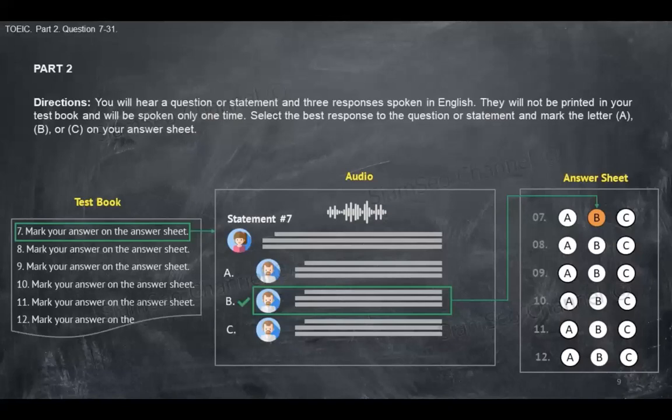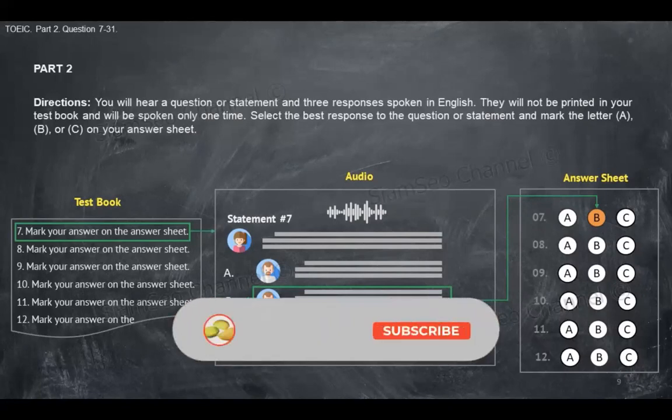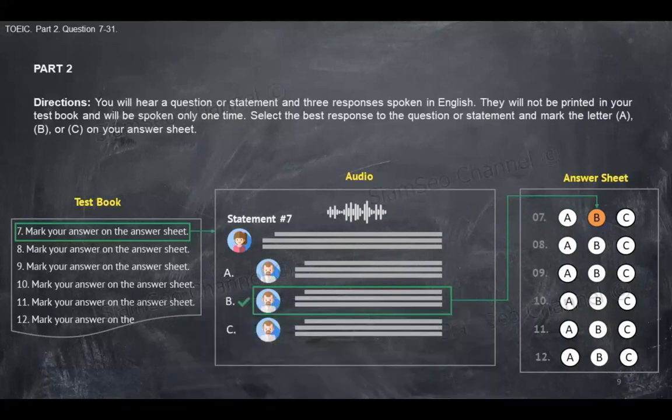Part 2. Directions. You will hear a question or statement and 3 responses spoken in English. They will not be printed in your test book and will be spoken only 1 time. Select the best response to the question or statement and mark the letter A, B, or C on your answer sheet.